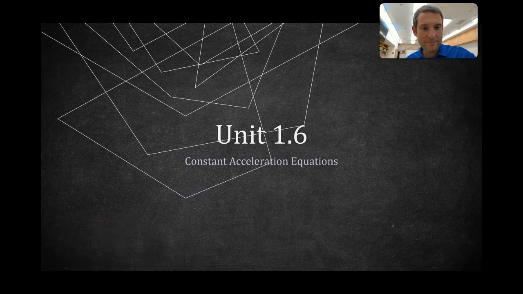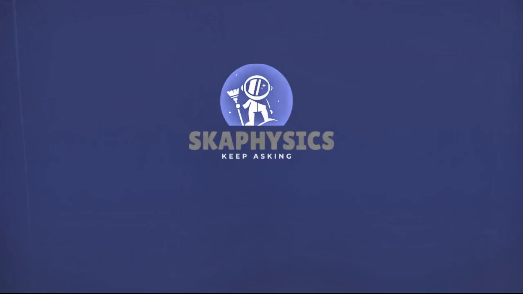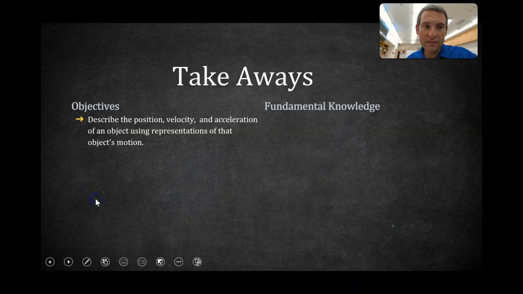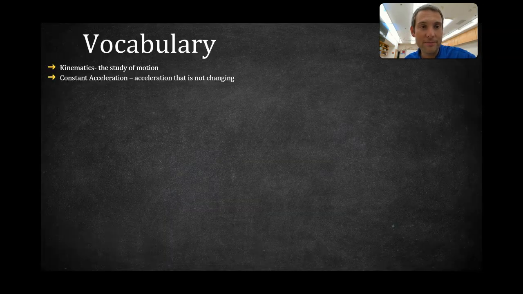Constant acceleration. Here's what's happening. Our objectives: we're still working on describing the position, velocity, and acceleration of an object using representations of that motion. And to get there, we need to know that for constant acceleration, there are 3 kinematic equations that can be used to describe instantaneous linear motion in one dimension.